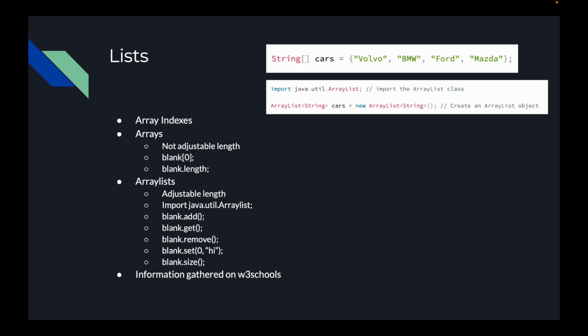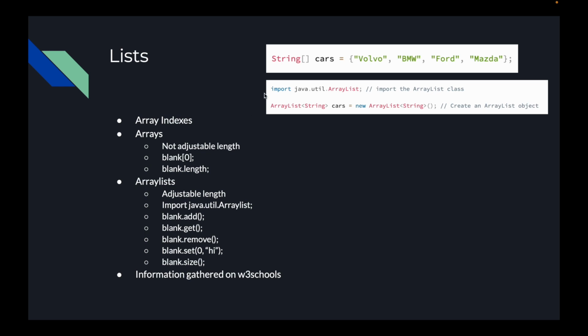So now we'll move on to lists. So in Java, there's 2 different lists that can be used. There's arrays and array lists. So in both of these, there's array indexes that start at 0 and then count to however long the length of the array is, subtracted by 1. So in the example, you can say there's Volvo, BMW, Ford, or Mazda. So Volvo will start at 0, and BMW will be 1, Ford will be 2, and Mazda will be 3. So yes, there are 4 different indexes in this array, but we count it as 0, 1, 2, 3. So it always starts at 0.